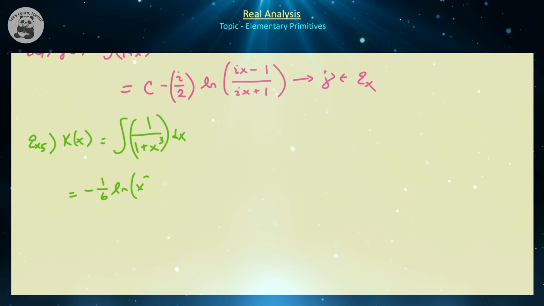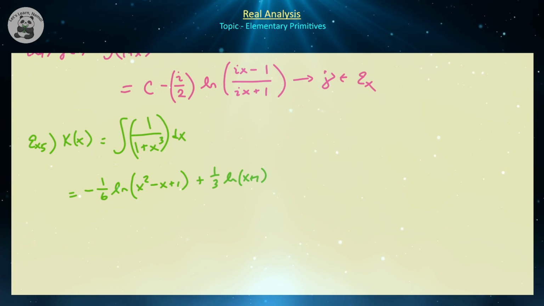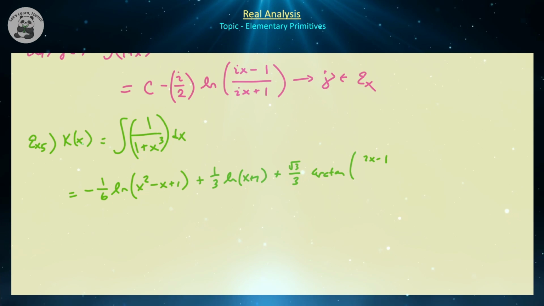the natural log of the quadratic term, x squared minus x plus 1, once you factor out into differences of cubes. And then we're going to have 1/3 times the natural log of x plus 1. That's the first linear term of the difference of cubes. And then we're going to have this square root of 3 over 3 times the arctangent of the rest of that decomposition, 2x minus 1 over the square root of 3, plus c.